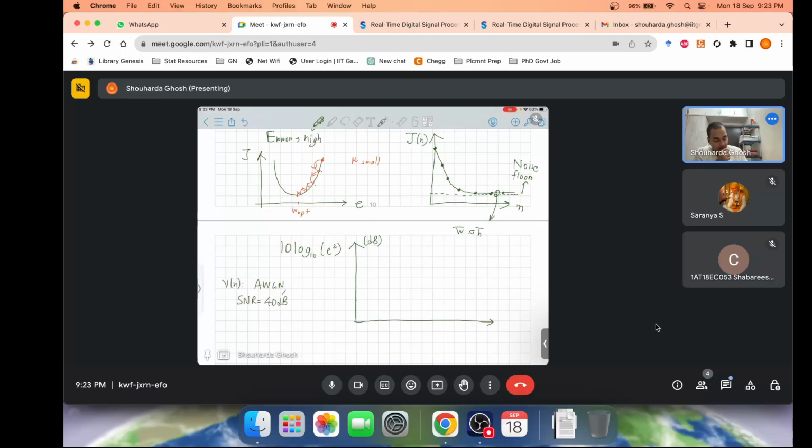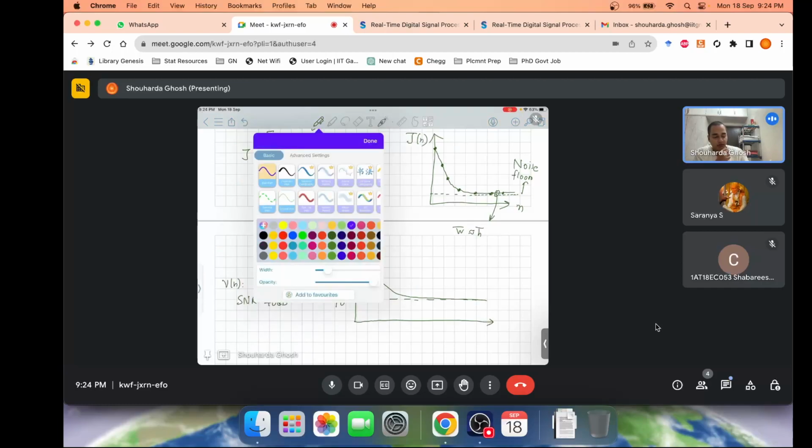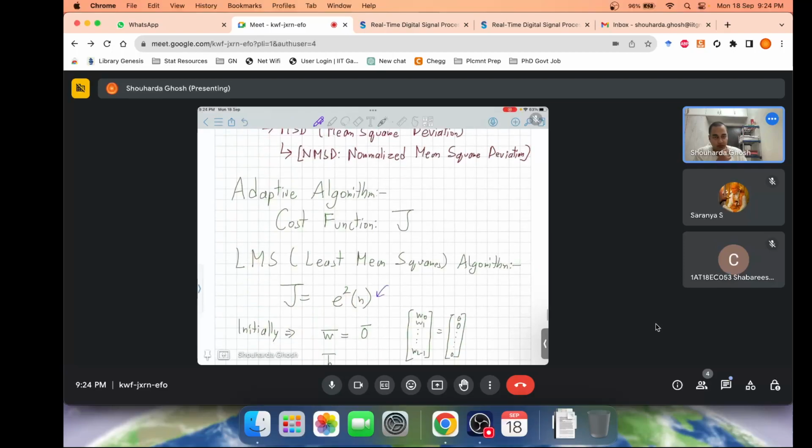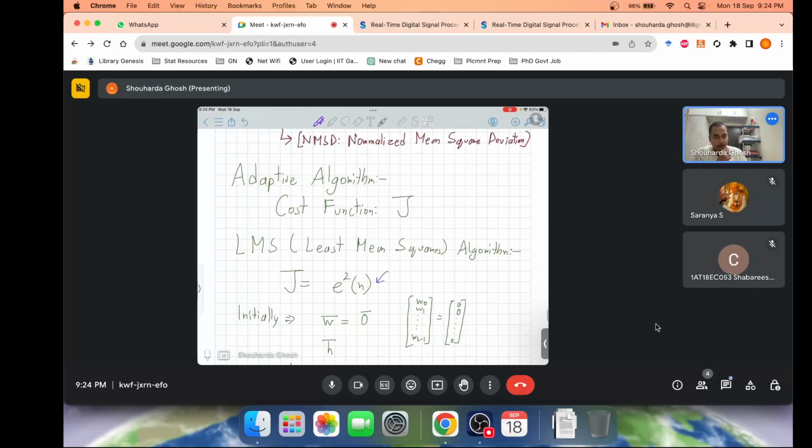Okay, so what we obtain over here is that your algorithm should settle down to 40 dB. I'm showing what happens in the ideal case, but in reality, because we have used this e square of n, okay, this e square of n is here.